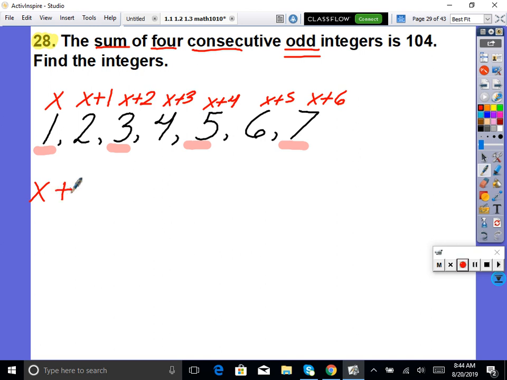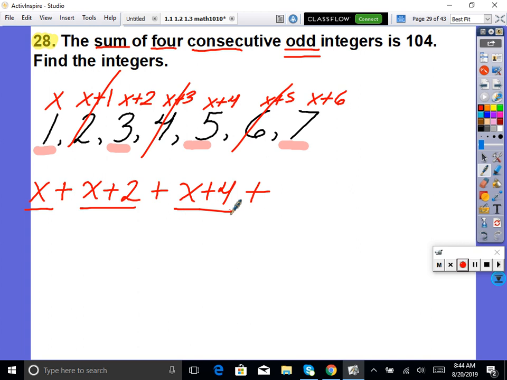So which would I add? x plus, we're only doing odds, so look, I'm crossing out the evens. So x plus 2. Isn't that the next one, everyone? Plus, what's the next one? x plus 4 plus, so that was 1, 2, 3, we're doing 4. So then we have x plus 6. There's our 4 consecutive odd integers. Integers means whole numbers. And it says it is equal to 104.